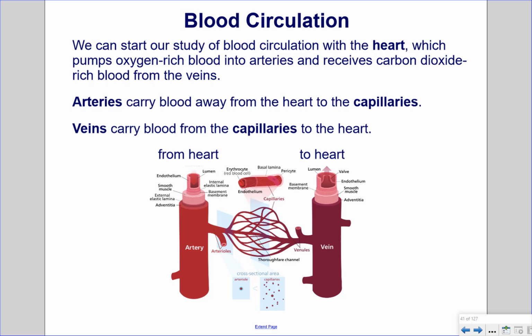Blood circulation. We can start our study of blood circulation with the heart, which pumps oxygen-rich blood into arteries and receives carbon dioxide-rich blood from the veins. Arteries carry blood away from the heart to the capillaries. Veins carry blood from the capillaries to the heart. In this diagram, these capillaries represent a capillary bed, which is generally much more expansive than seen here.